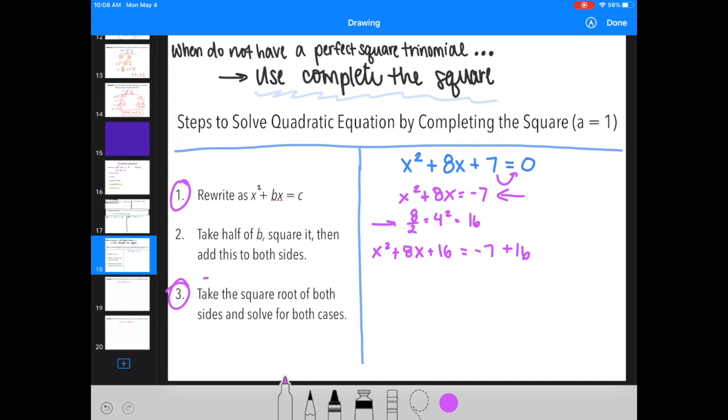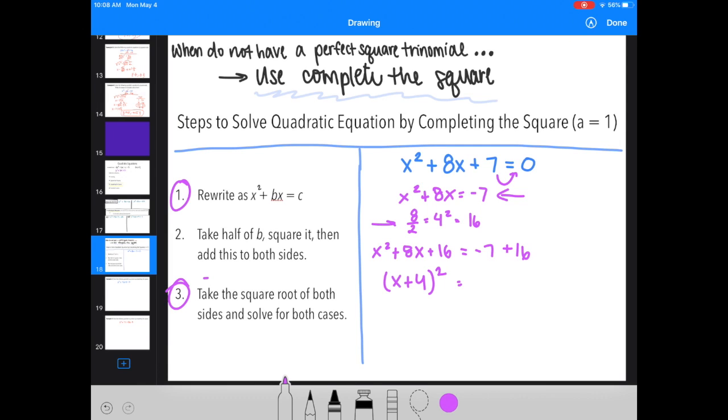Okay, now that I have that 16 on each side, I'm going to go to step 3 and take the square root of both sides. Or not take the square root of both sides. I need to condense that factor first. So what's x squared plus 8x plus 16? Well, we said that condenses down to x plus 4 squared.